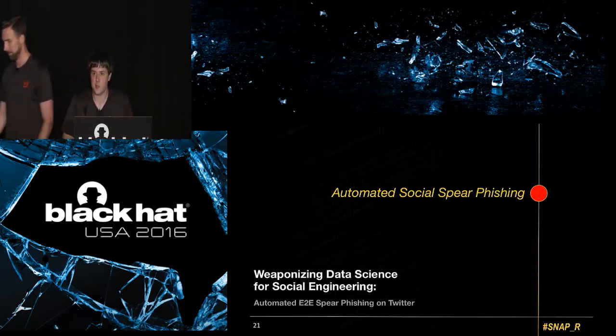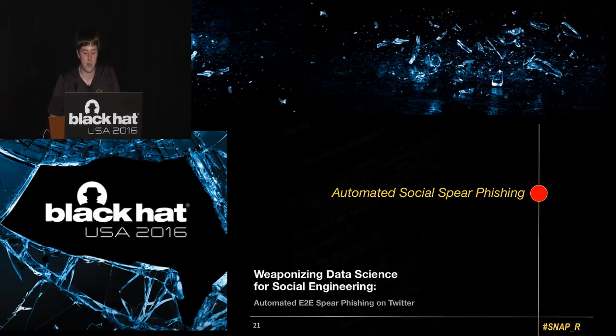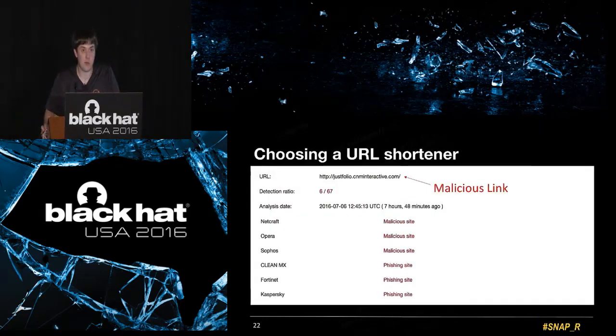All right, so before we get into actually generating the text, let's talk about some of the boilerplate around the tweets. The first problem we ran into is we want to choose a URL shortener to hide a payload or something like that, right? And we found this malicious link. It's malicious and phishing. Several records on VirusTotal say it is. We checked it out. It is.